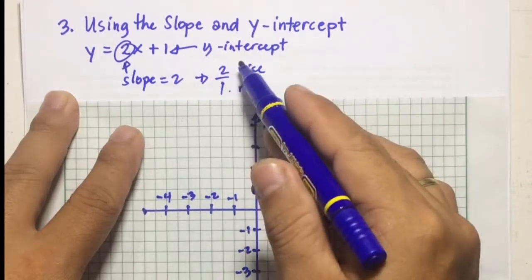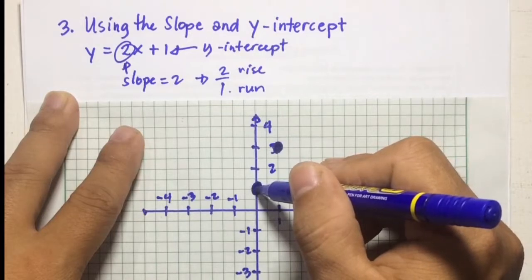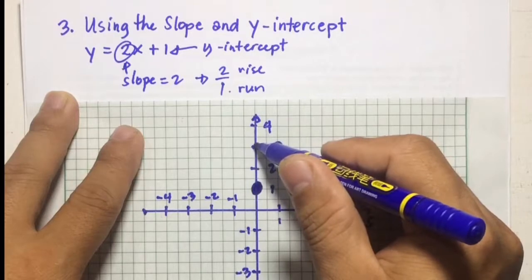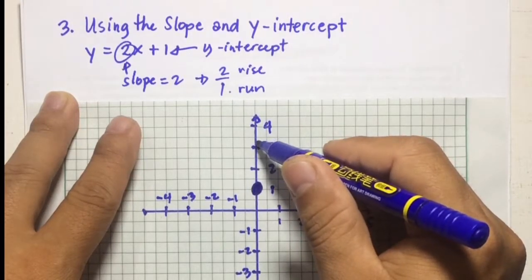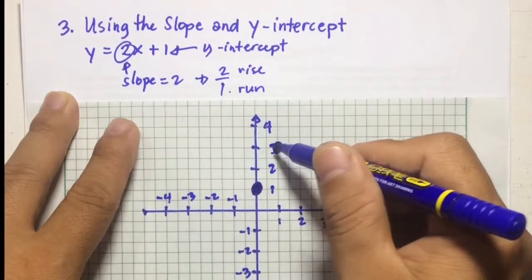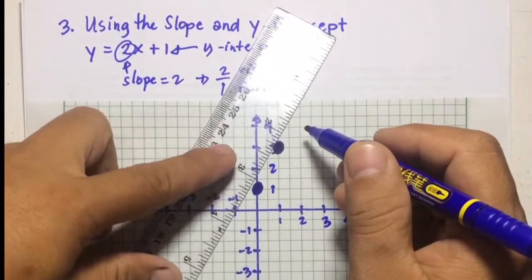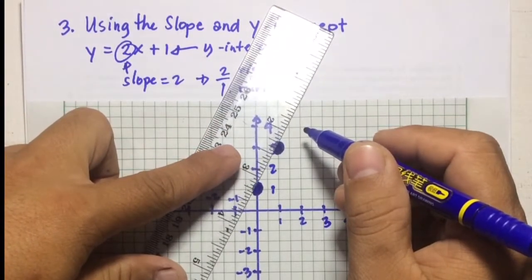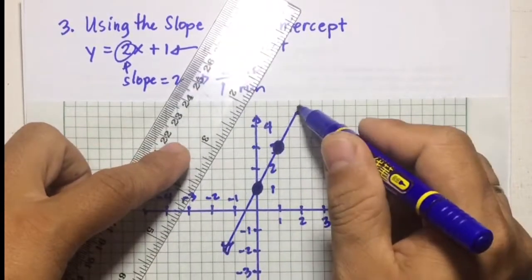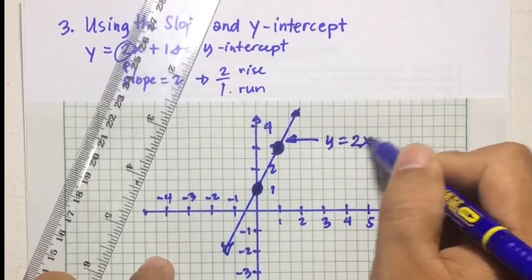So again, slope is 2 over 1, so from the y-intercept, which is 1, this is the starting point, then rise is 2, so 1, 2, then run is 1, so you're going to move towards the right 1 unit, so 1. So this will be the next point. Then next you're going to connect the 2 points using a ruler. So again, this is y equals 2x plus 1.